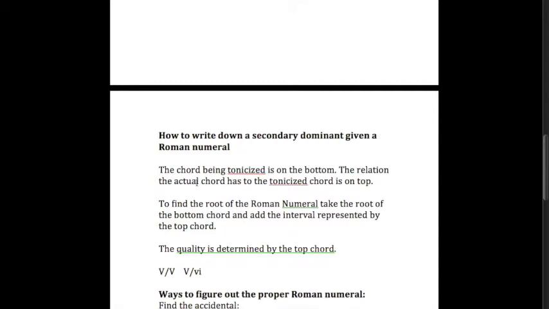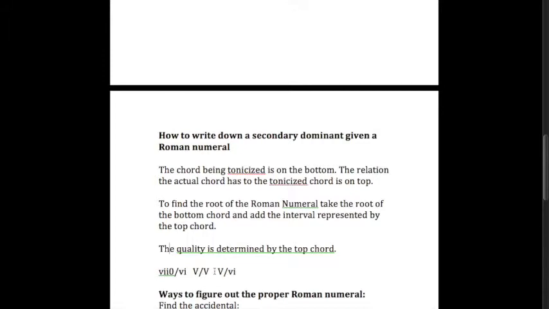Now, you next need to determine the quality of the chord, and that is always given by the top Roman numeral. So in our case of 7 of 6, it is given by the upper Roman numeral, which in this case is a diminished Roman numeral. So this means that while the root is G sharp, it's a diminished quality triad. So it would be G sharp, B, and D. Those are the notes you have to work with.